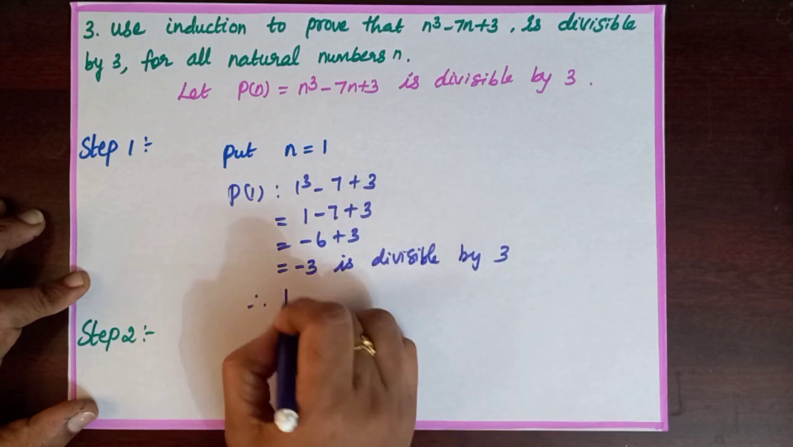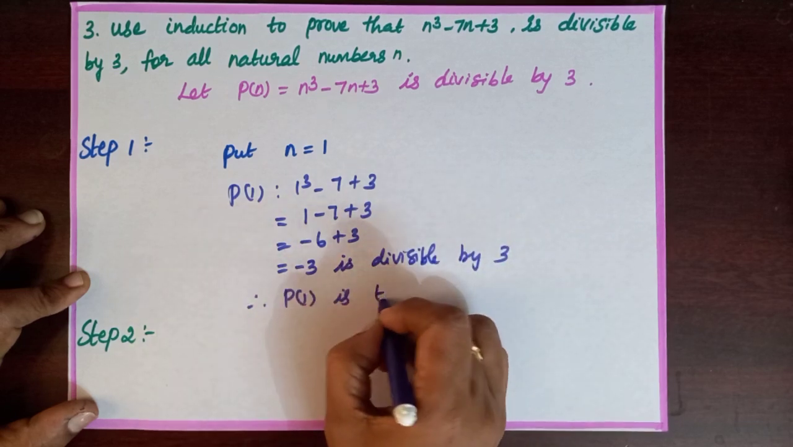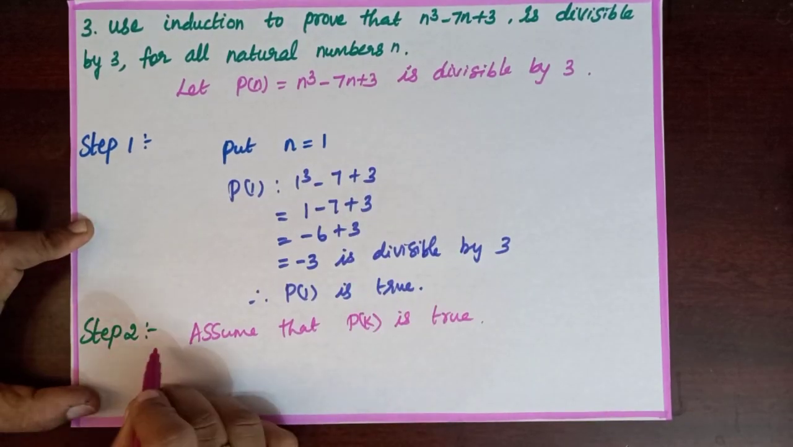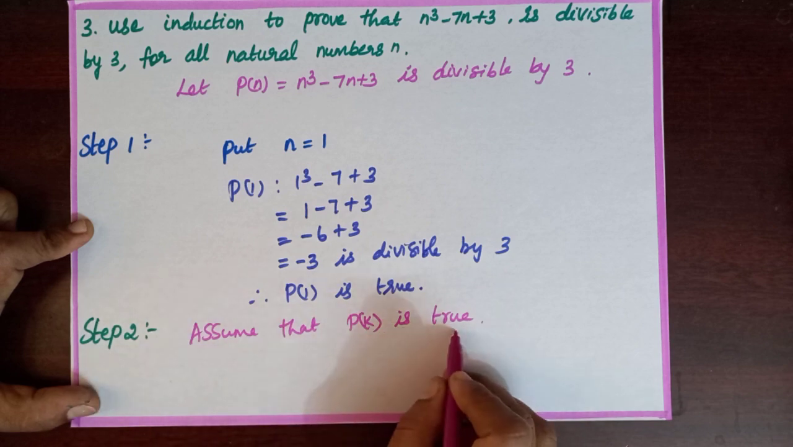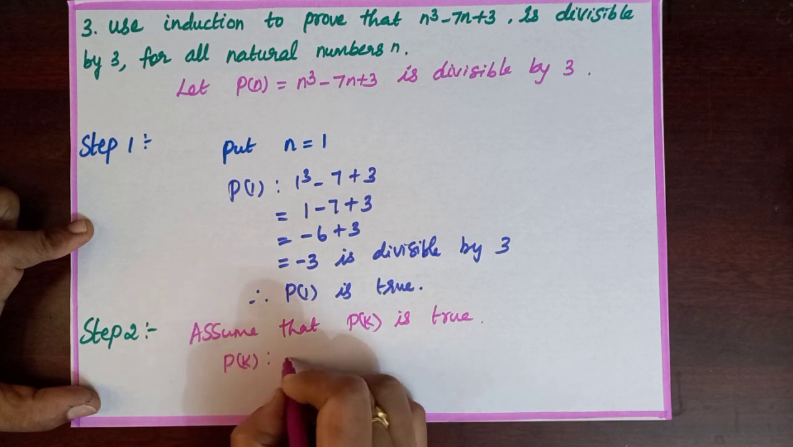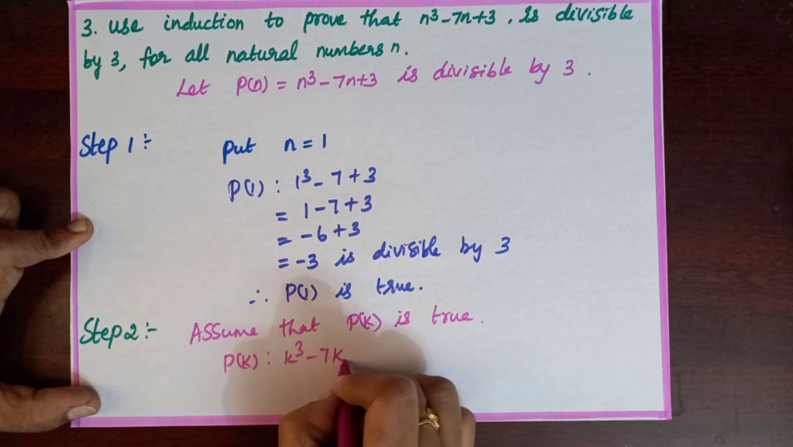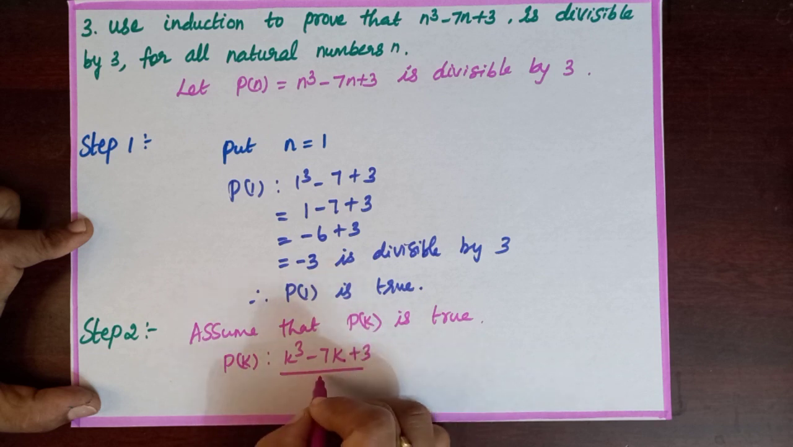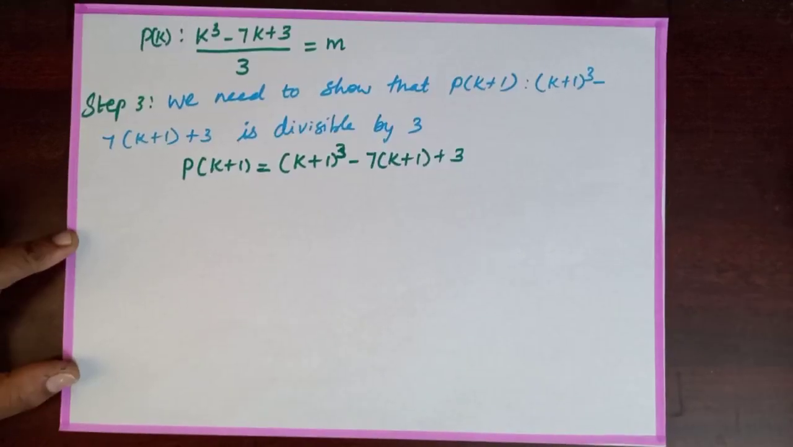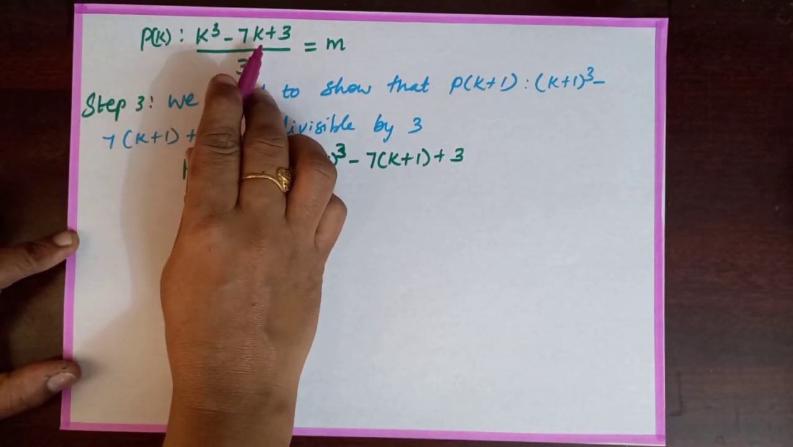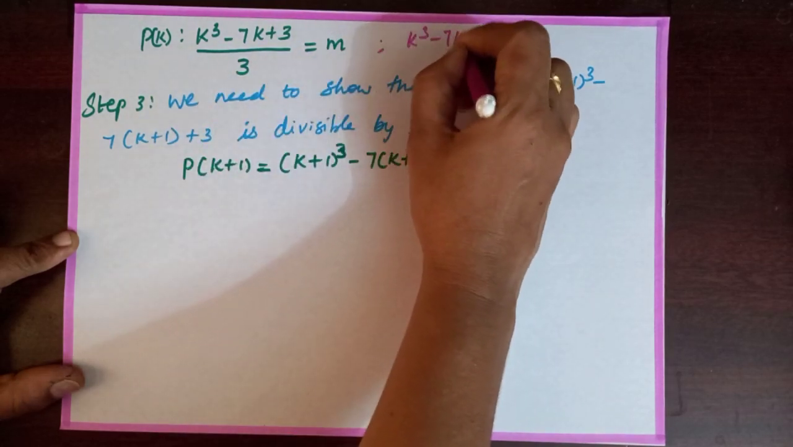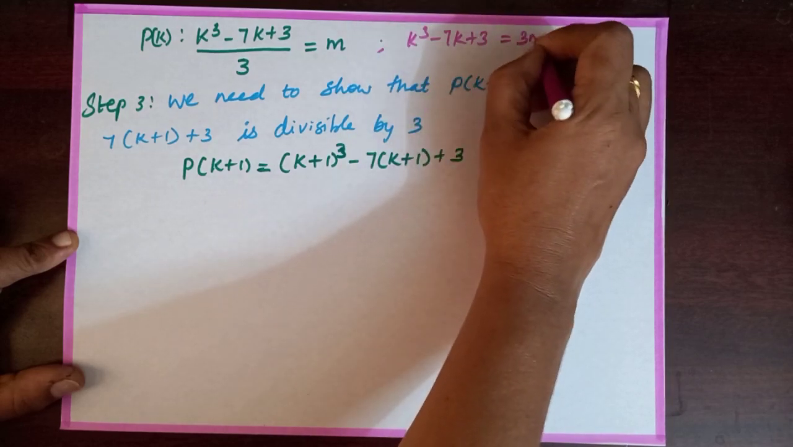3. Therefore, P of 1 is true. Step 2. Assume that P of k is true. Now in the place of n you substitute k. Then P of k is k cube minus 7k plus 3 divided by 3 equal to m, where m is a constant. P of k, k cube minus 7k plus 3 by 3, which is equal to m, which can be written as k cube minus 7k plus 3 equal to 3m.